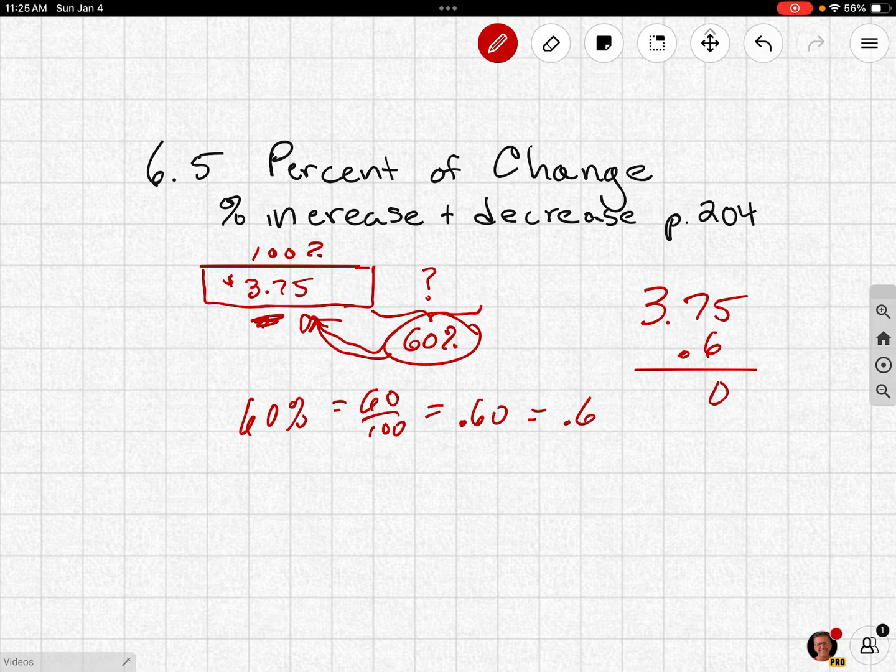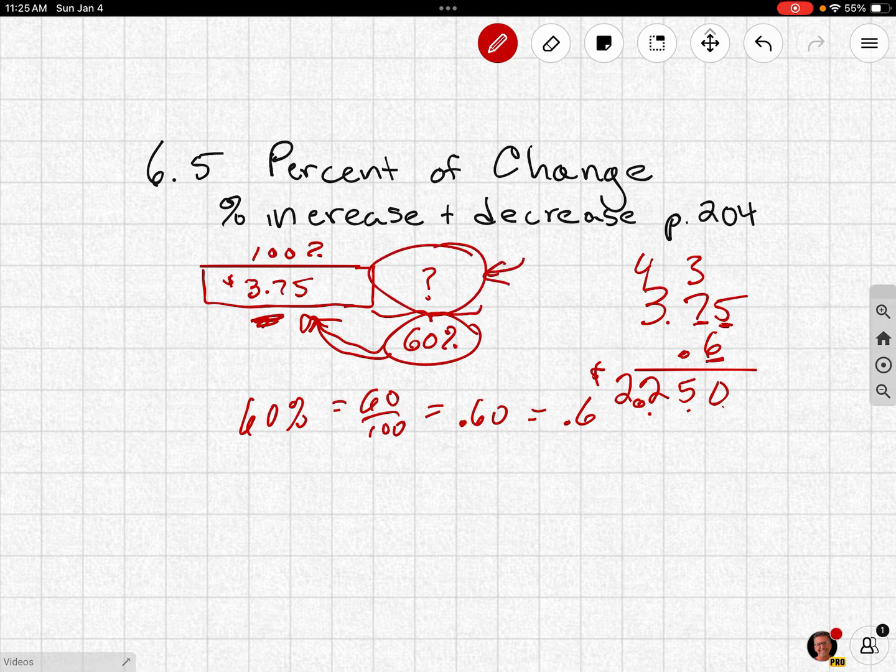5 times 6 is 30. 7 times 6 is 42, that's 45. And 3 times 6 is 18 plus 4 is 22. So we have to move the decimal point over 3 spots. 1, 2, 3, and the decimal point goes right there. $2.25 is the 60%. That's the markup.